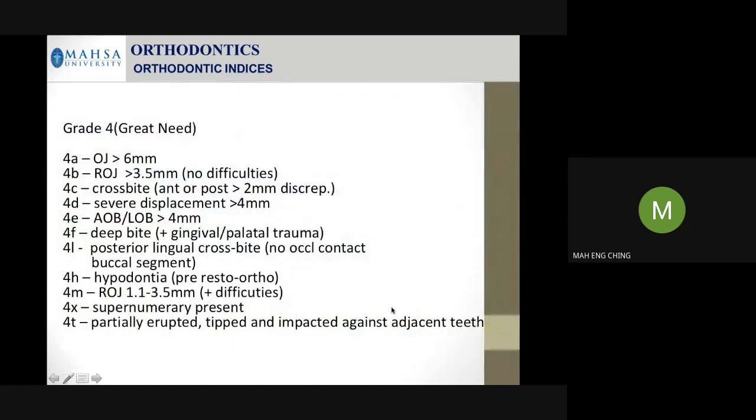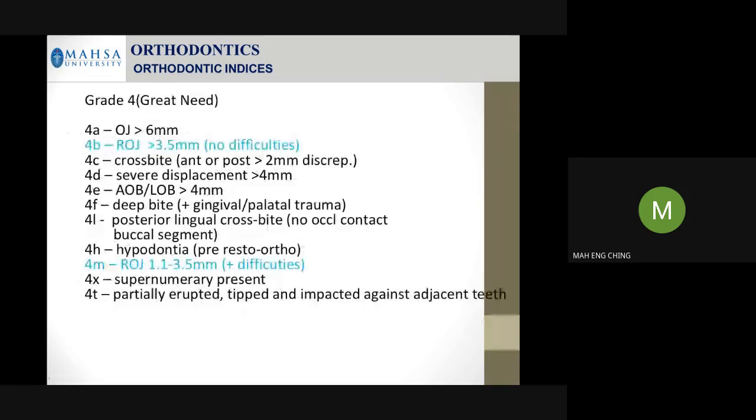So if you have grade 4, they have an overjet problem, then reverse overjet, then crossbite, displacement, then anterior open bite, then posterior open bite, deep bite, then posterior lingual crossbite, hypodontia, reverse overjet if they have a problem eating and speaking. Then 4X is supernumerary, then 4T are partially erupted teeth. Okay, first one, reverse overjet. You see, I highlight this both. So if they have a problem with mastication and eating, then they jump to 5M. If there is no problem, then they remain in the 4B category.